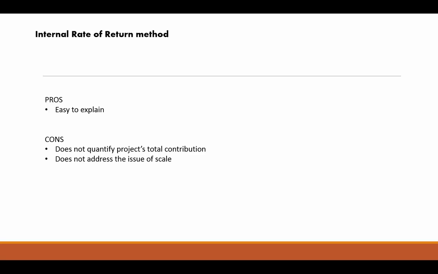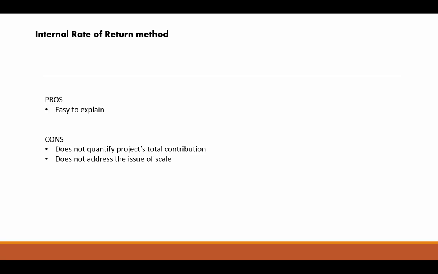So the pros of the internal rate of return method are that it's fairly easy to explain, because what it does is, in essence, it tells us what the rate of return is as a percentage. The cons are, it doesn't quantify the project's total contribution the way that net present value does, and it doesn't address the issue of scale.